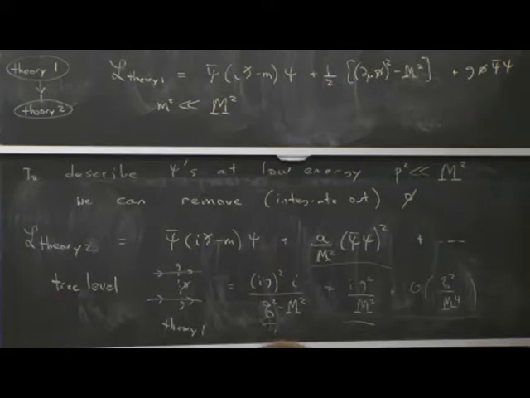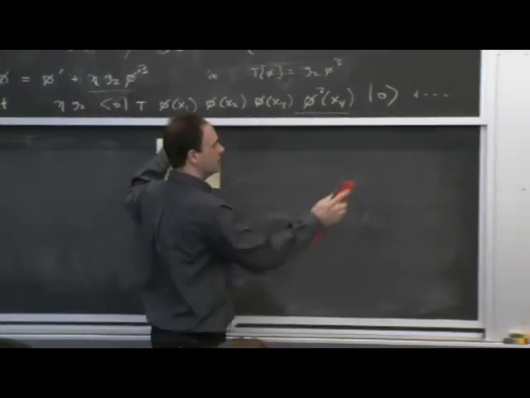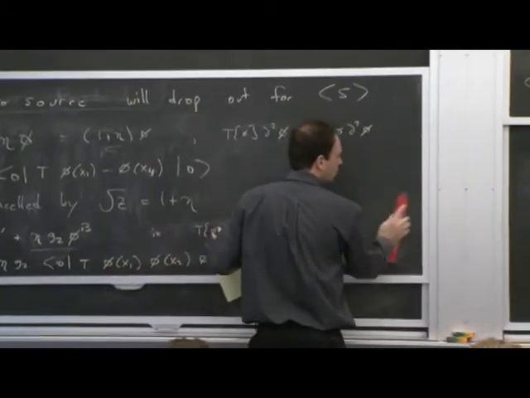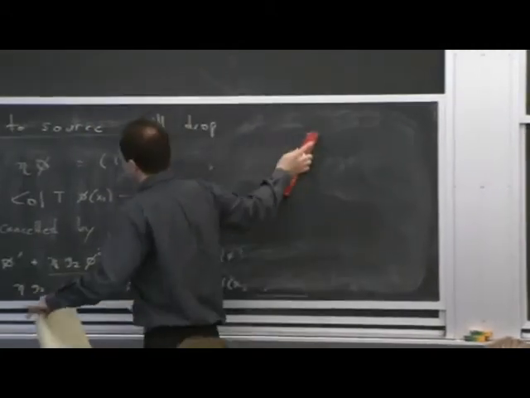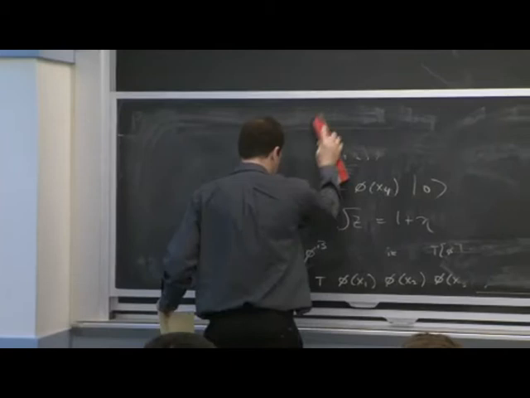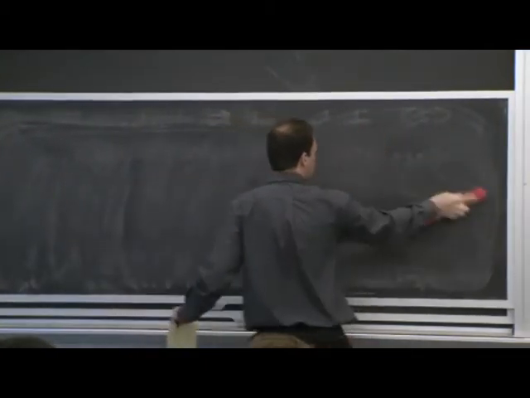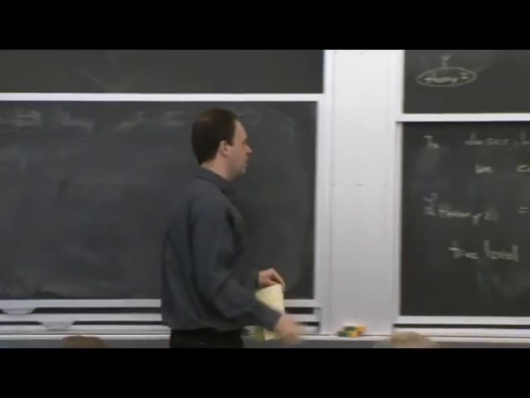And that's the idea of doing a matching calculation: you have introduced the theory 2. It has some parameters in front of operators. In this case, I called it A. And we want to determine those parameters by doing calculations in theory 1. And in particular, what you do is you make sure that S matrix elements in the two theories agree. But at tree level, that's just like matching up diagrams.